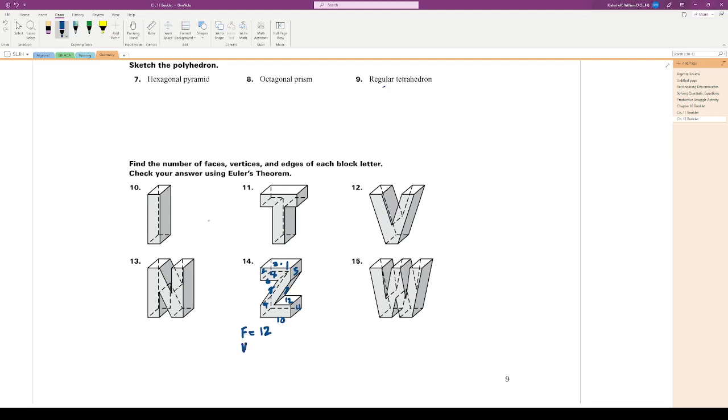And then we have vertices. So I'm going to erase what I did here. And vertices, we have 1, 2, 3, 4, 5, 6, 7, 8, 9, 10, 11, 12, 13, 14, 15, 16, 17, 18, 19, 20.